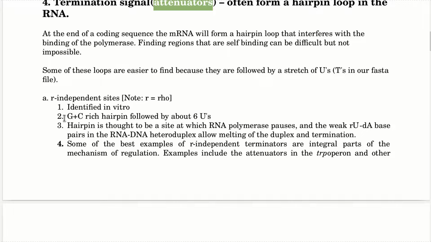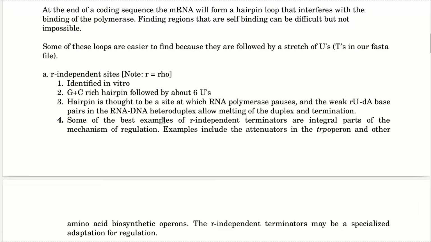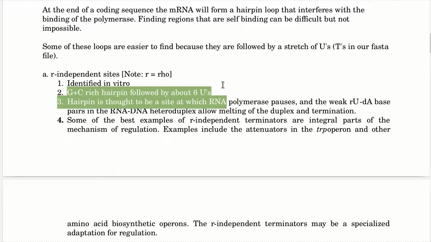It's going to be a GC rich region followed by about 6 U's. Like I said, in eukaryotes, it can be T's, which would be used. You should think of the terminator as being part of the RNA, really. But you can, of course, just use the complement and use A's and T's. But here, you're going to look for a GC rich one followed by about 6 U's. So keep that in mind.